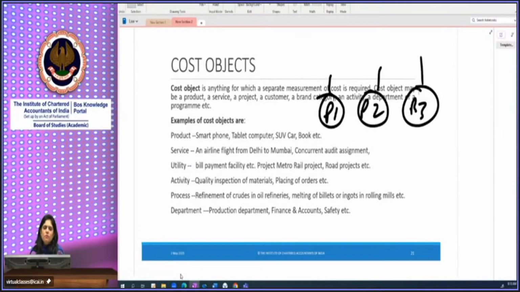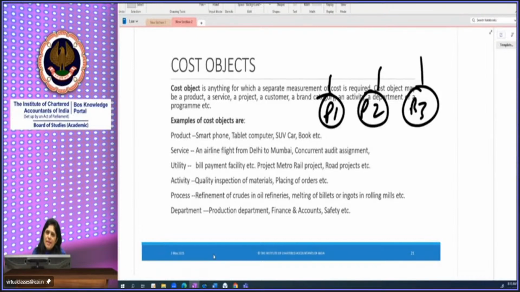Service, if I'm giving, as a chartered accountant, a service to client one, client two, client three, so that is my cost object. All the clients are my cost object. I want to generate and calculate the cost for client one, client two, or client three. Then utility, any type of utility payment, any project, any road project, any activity. Let us say in a service organization, there are different activities. What is the cost for each activity? That again is a cost object.